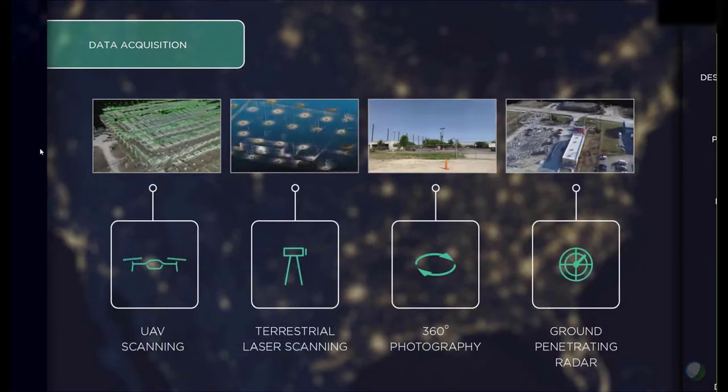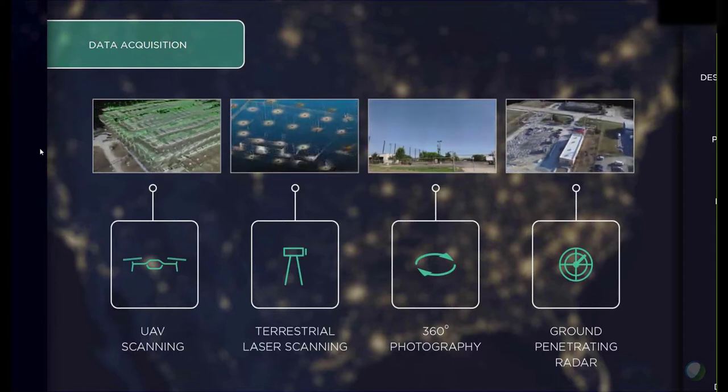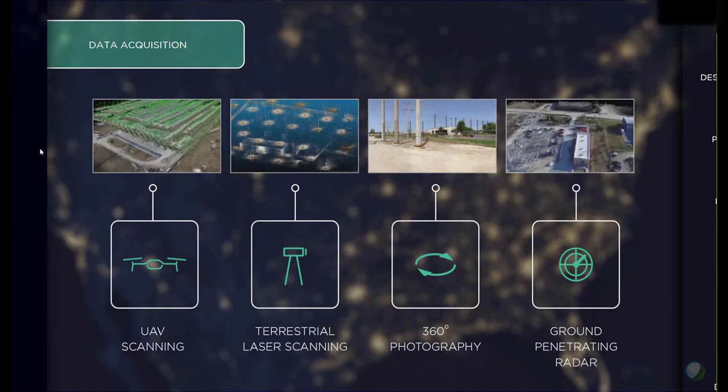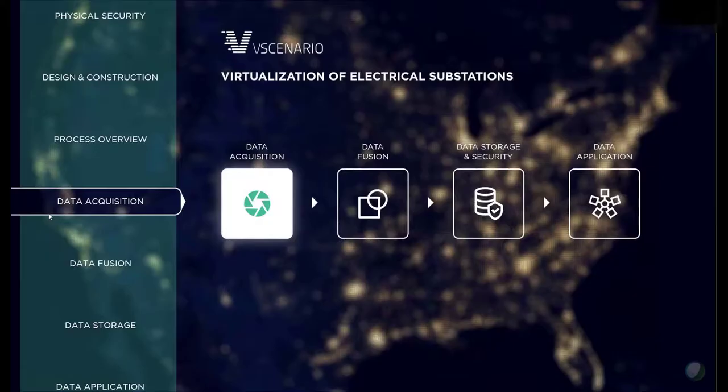And now what we want to do, so we've acquired all these different data sets different ways. We've done the drone scan, we've done the terrestrial laser scan, ground penetrating radar. Now we need to amalgamate that data. We need to fuse all of that data together. And that is the data fusion process.